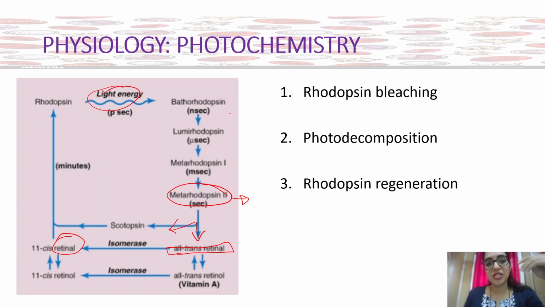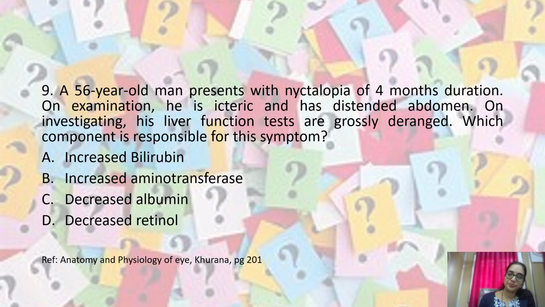So later what happens to this? The all-trans retinal is quickly converted with the help of isomerase to a cis-retinal component, which again combines with the scotopsin to form the inactive rhodopsin. This is known as rhodopsin regeneration. So this is a visual cycle that happens every time light enters the eye.